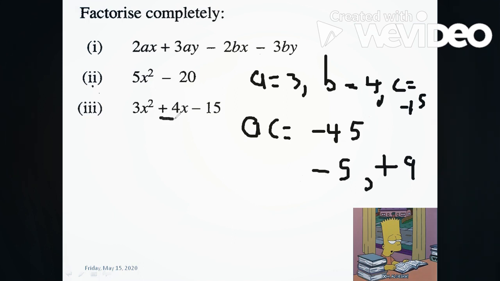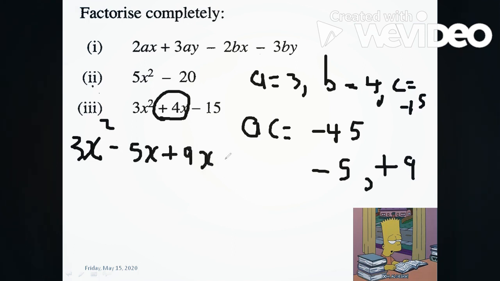So once you get those two numbers, take out the middle part, then you write back 3x squared. You drop in the two numbers in any particular order. I like to put the negative 5 first, along with the x. And the way you notice, you have 4 terms just like number 1. So we're going to factorize this by grouping.